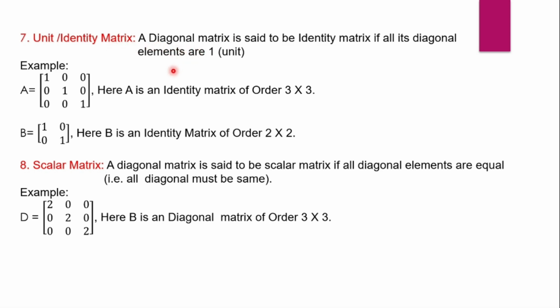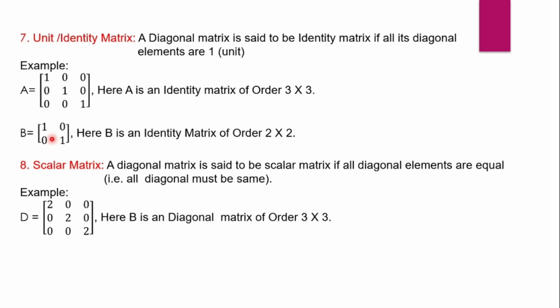It preserves the property of square as well as diagonal. So it's said to be an identity matrix if all its diagonal elements are 1. Diagonal elements means these elements at the positions 1 1, 2 2 and 3 3. So these elements should be 1 in a unit or identity matrix. So here A is an identity matrix of order 3 cross 3.